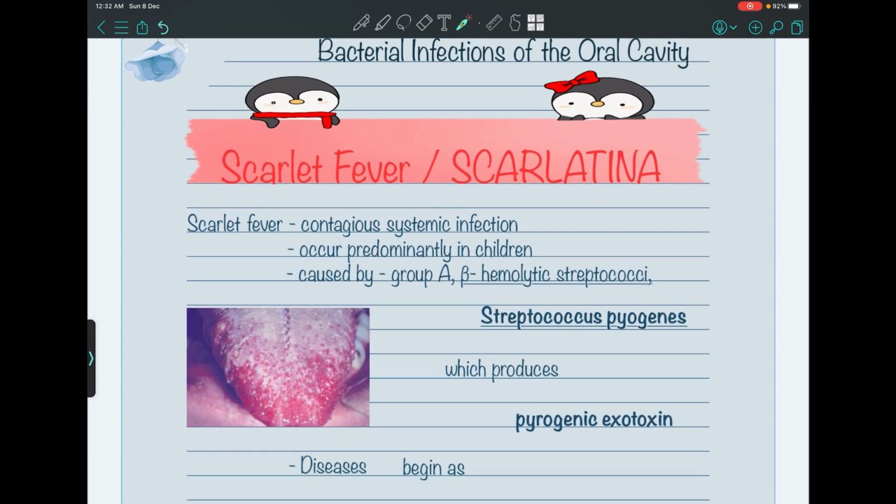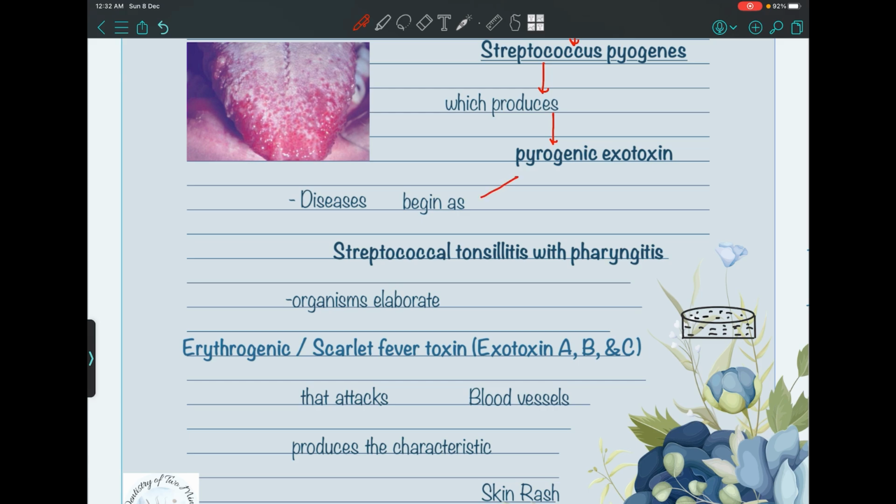Scarlet fever is a contagious systemic infection that predominantly occurs in children, and it is caused by group A beta hemolytic streptococci, Streptococcus pyogenes, which produces a pyrogenic exotoxin. This disease begins with a streptococcal tonsillitis with pharyngitis, in which the organism elaborates an erythrogenic toxin or a scarlet fever toxin that first attacks the blood vessels and produces a characteristic skin rash.